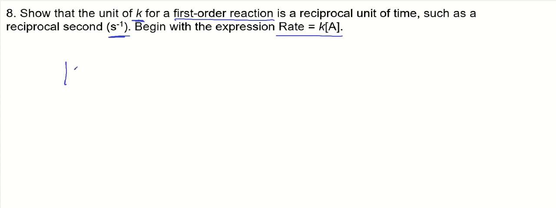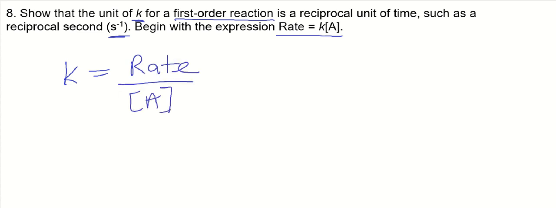All right, so we're going to rewrite this. Isolating k is going to be equal to the rate over the concentration of A, and we know that the order is first order because it told us that somewhere, right there, first order. So we don't write ones; we'll just leave it out. Okay, so what is the unit for rate in a first order reaction?